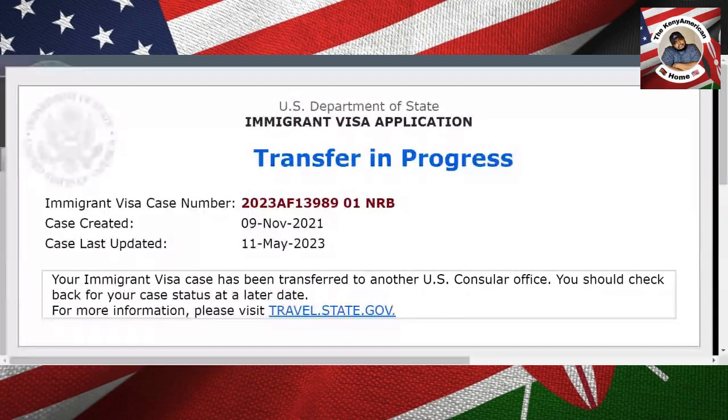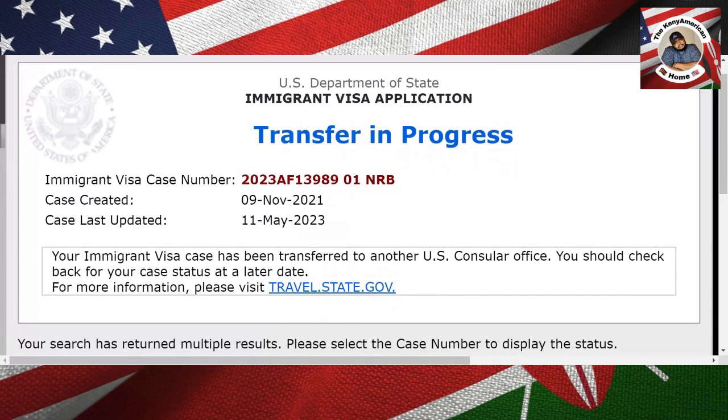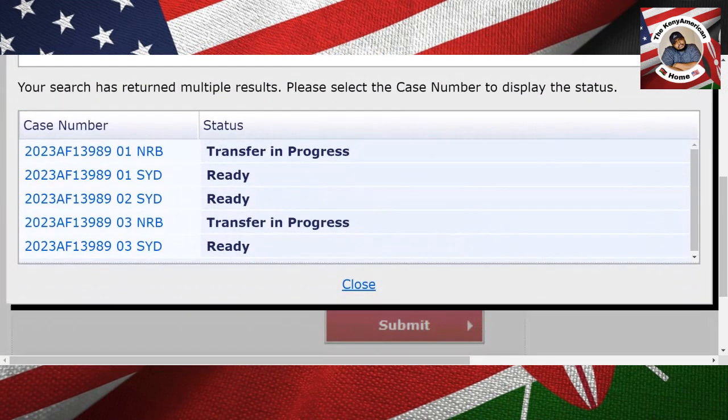transfer in progress. So what happens in transfer in progress? You look at the case number, it's AF 13989. 13,989 is the number of the case, and you can tell. So this is Nairobi, Kenya, and this Nairobi, Kenya case has been transferred to Sydney. SYD is Sydney. So this is a Kenyan. We're just making assumptions.